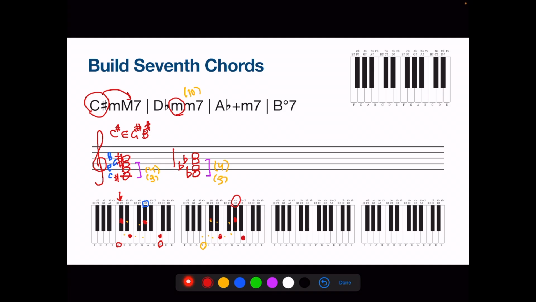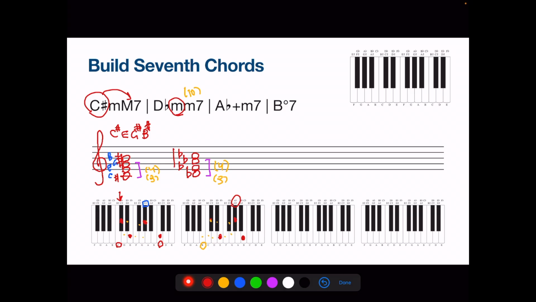So can we say it's D flat and F flat, A flat, and B? No, because we have to spell it in terms of a C. So what is B equivalent to? So it's going to be a C flat.